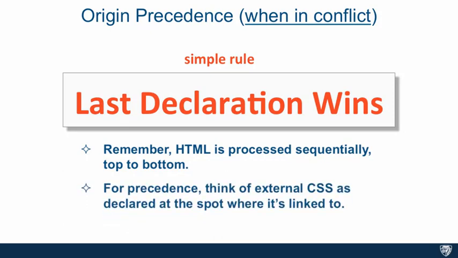And also, for precedence, think of external CSS as declared at the spot where it's linked. So usually it's declared in the head somewhere, but there could be other styles that are declared in the head. To figure out which one was declared last, imagine that the entire contents of an external CSS file were cut and pasted straight into the head portion where that external CSS is declared.